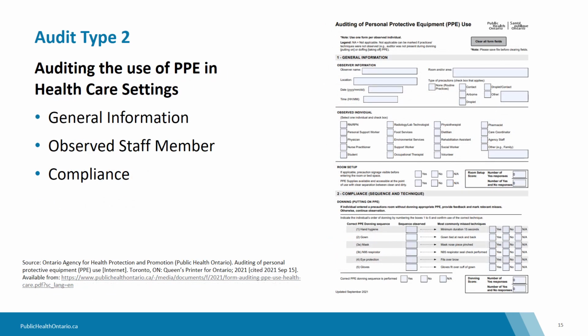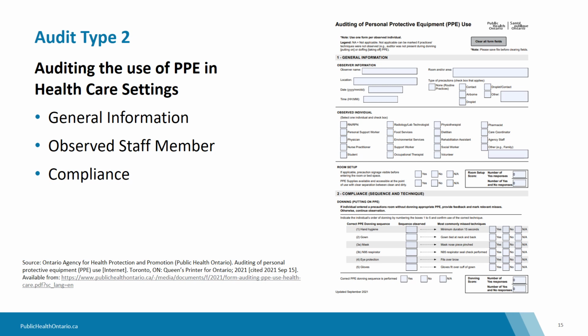The second audit tool, auditing PPE use, includes 3 parts: general information, observing the staff member, and compliance. General information includes the collection of data that can be broken down to create more specific comparisons. This includes the location, the date and time, and the type of precautions.